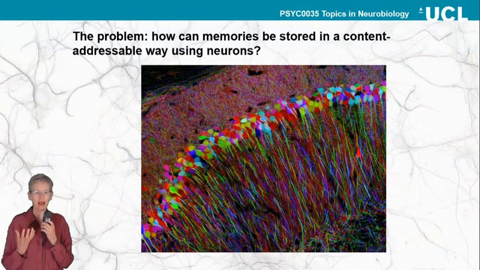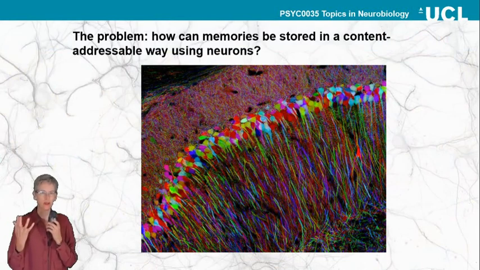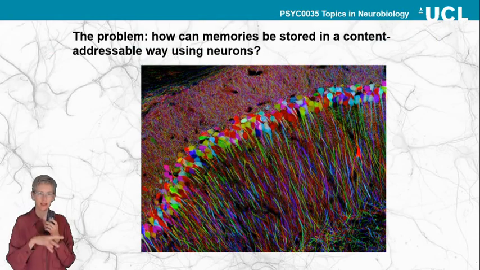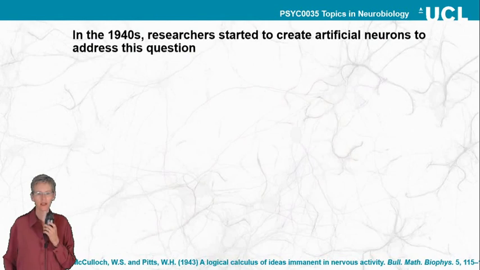So the problem is, how do you store a memory that is content addressable? In other words, when you're presented with some type of retrieval cue, the system knows exactly where in the brain that memory is stored. And how would you do that with neurons?